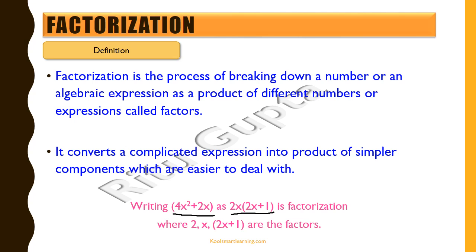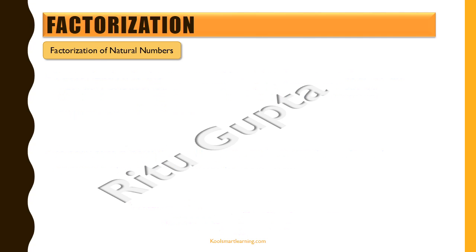2x plus 1. Now this is basically factorization of the given expression, where the given expression 4x square plus 2x is written as the product of the factors 2x and 2x plus 1. So this is called factorization. The concept of factorization remains same for the numbers as well as the expressions. Of course, the methods to do the factorization of expression will differ.